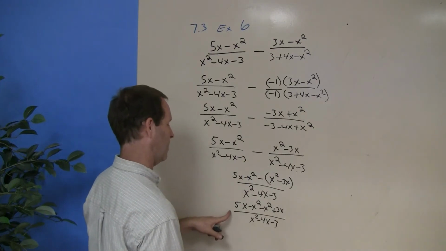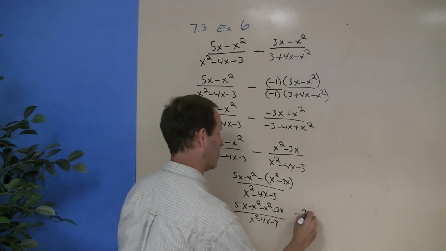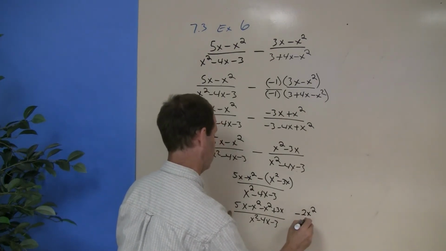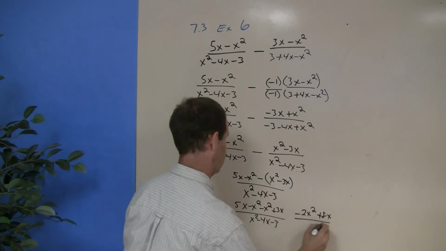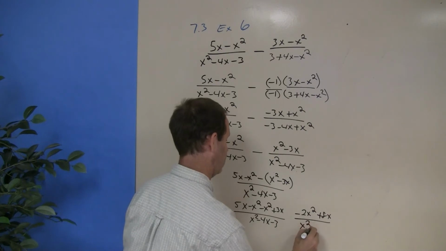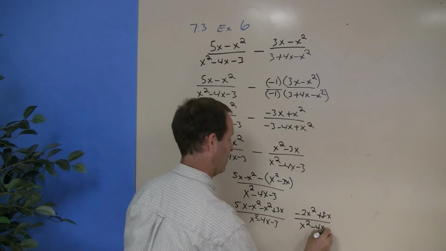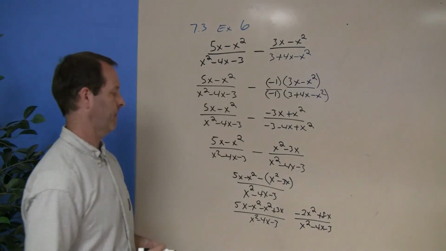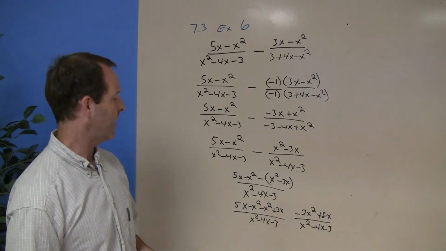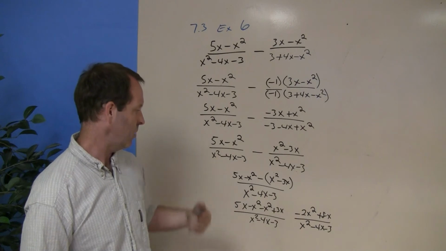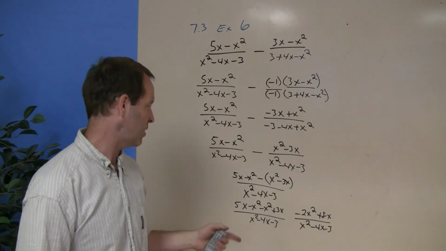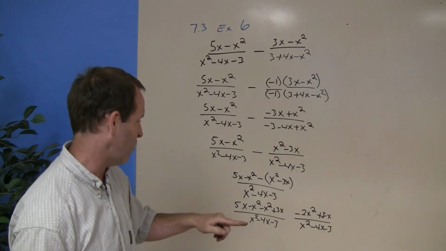Let's combine like terms. So I have a -2x squared plus 8x all over x squared minus 4x minus a 3. And the numerator does factor. I can factor out a 2x, which means I'm left with an x plus a 4.